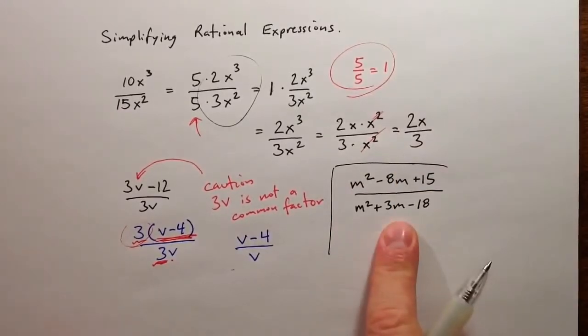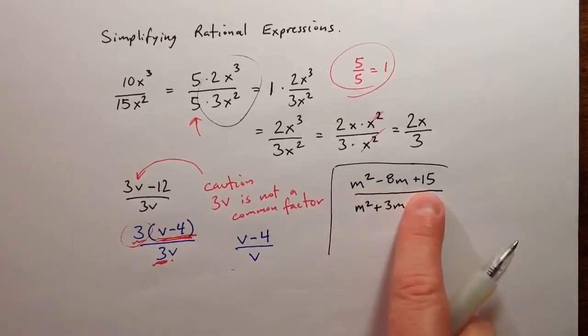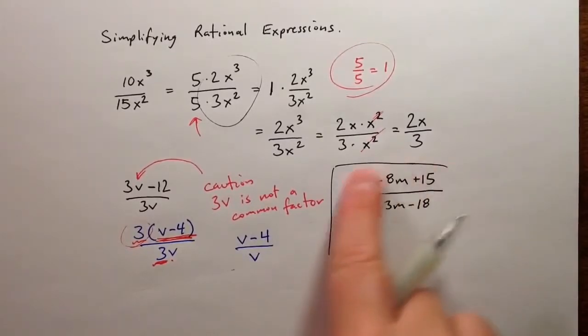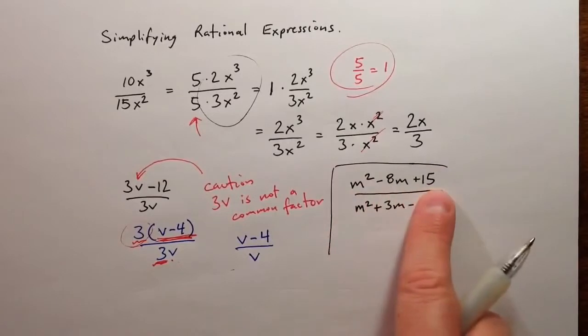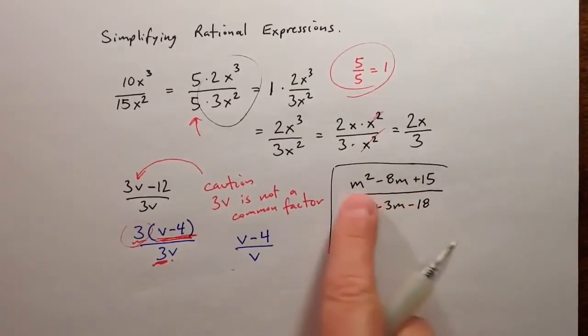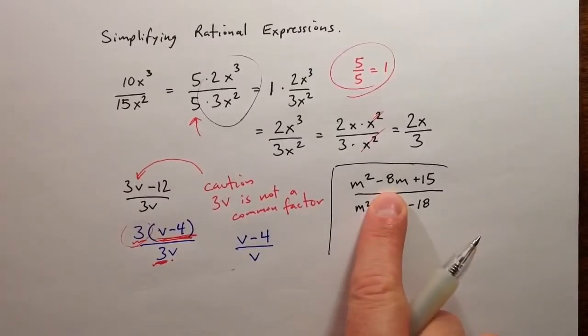So a larger example of that would be m squared minus 8m plus 15 divided by m squared plus 3m minus 18. There's no common factor. M isn't a factor of all of the terms up top, and neither, in the denominator, is there a number factor that's common to everything. But there is a common factor, and we can see that if we factor these trinomials.